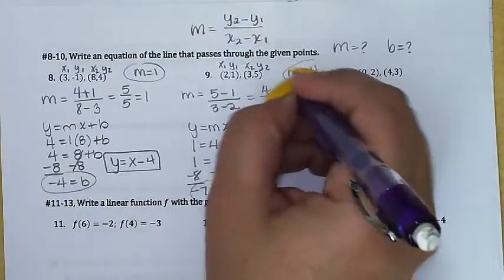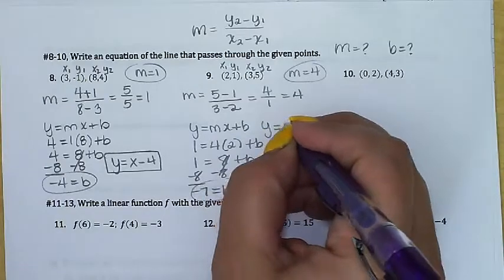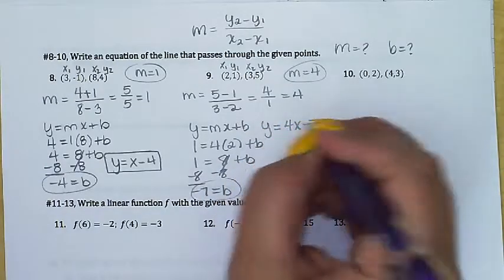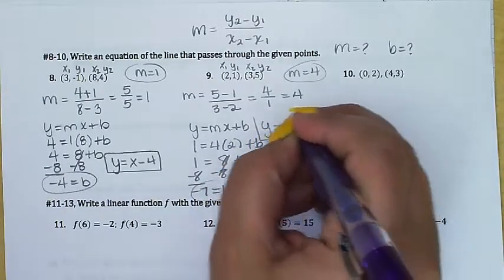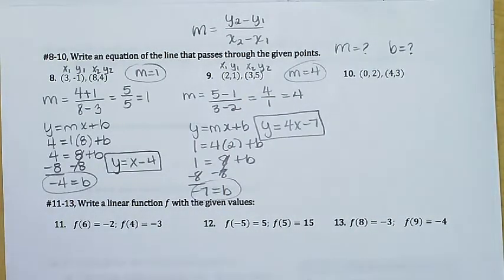And there's our second ingredient. We have slope, we have y-intercept. Can we write an equation? Absolutely. You're going to have y equals 4x minus 7. This would be the linear equation for the line that these 2 different points pass through. So try number 10, and then you're going to check it.